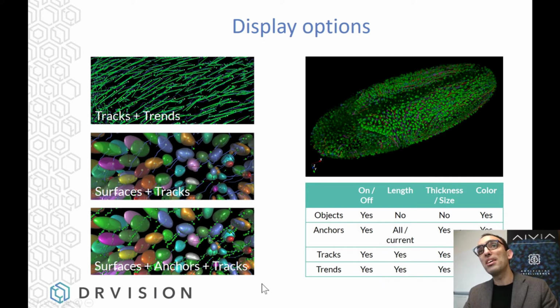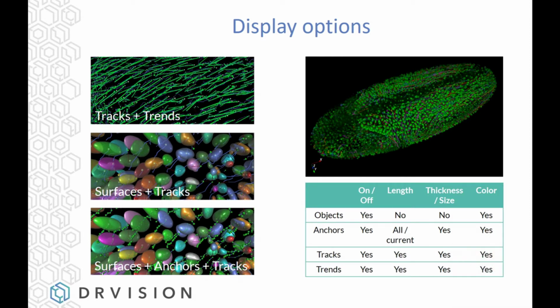So here's a summary and some examples of how this looks. I'll just turn my video off for a moment so you can see the table. So you can see the summary here. You can turn on and off all of them. The length, you can control all of them, apart from objects, of course. You can't change the length of the object. That's the fixed size. Also, the size and thickness you can't change for objects, but you can change for all the others. And the color you can change for all of them.